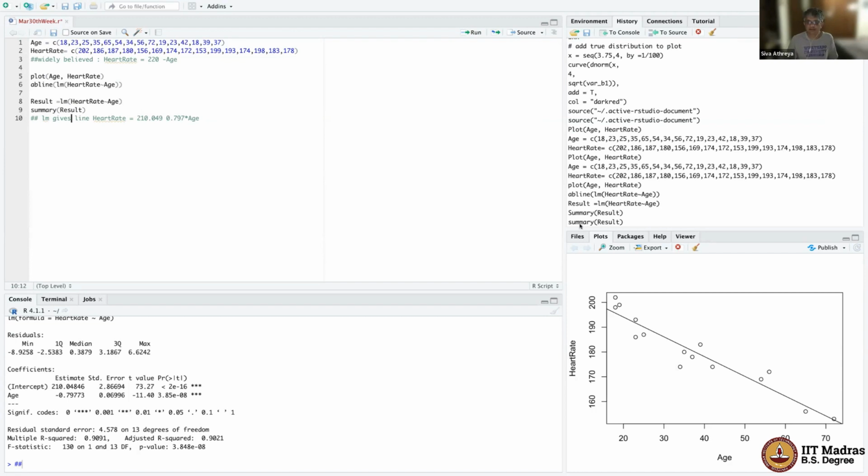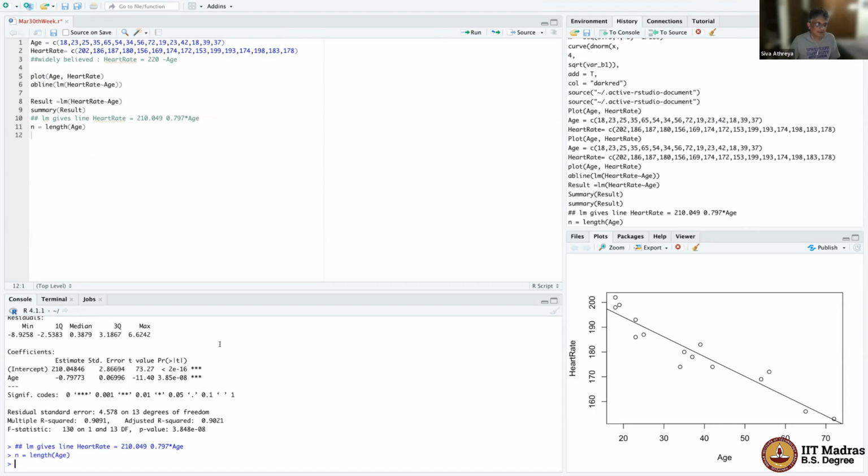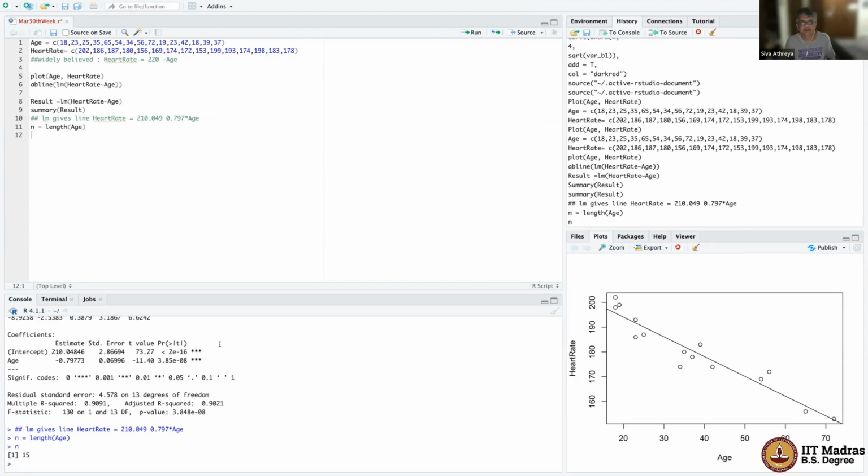Now, if we want to understand whether the model is appropriate or not, is it the correct model, how do we adjust that? How do we test for that? First, I will try to get the residuals. Let's check how many points there are. Let's say n is equal to length of age. If I type in n, that's n, so n is 15. That's correct. n is 15.